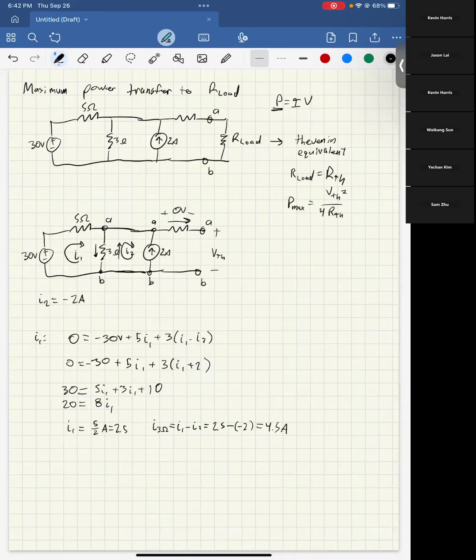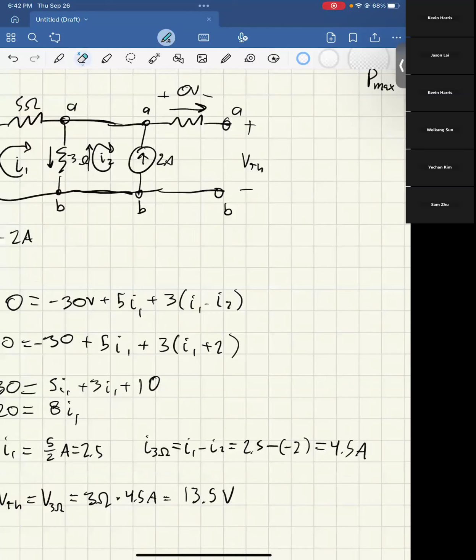If we have 4.5 amps, then VTH equals the voltage of that 3 ohm resistor, which is 3 ohms times 4.5 amps. What is that? It's like 12 plus 1.5, 13.5 volts. Let me make sure. Oh, I made a little mistake somewhere. Hold up. Oh, I'm silly. I said 3 times 2 is 10. It's 6.